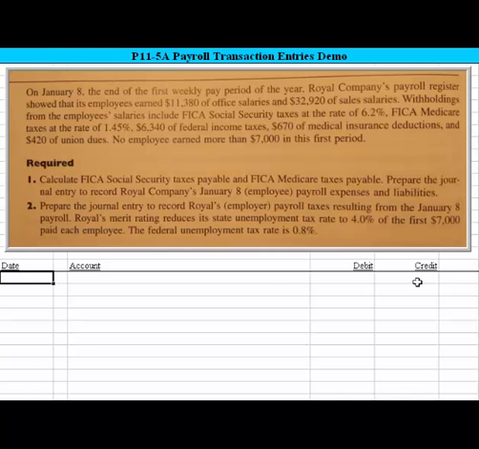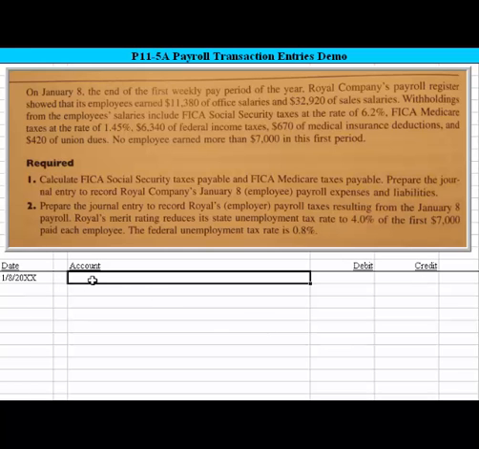Okay, and then we're asked to calculate the FICA Social Security taxes payable and the FICA Medicare taxes payable and prepare the journal entries to record Royal Company's January 8th employee payroll expense and liabilities. So let's get started on the first requirement. First date is January 8th. And we'll make this year 20XX. Probably good enough.